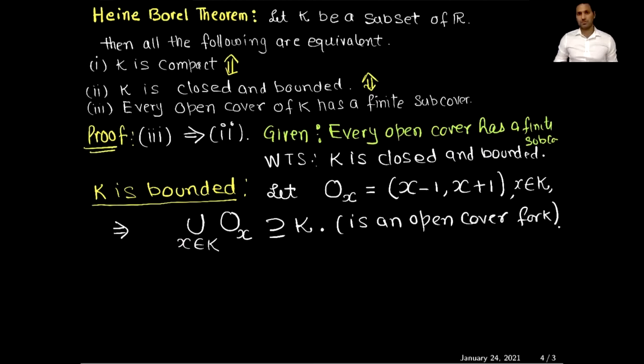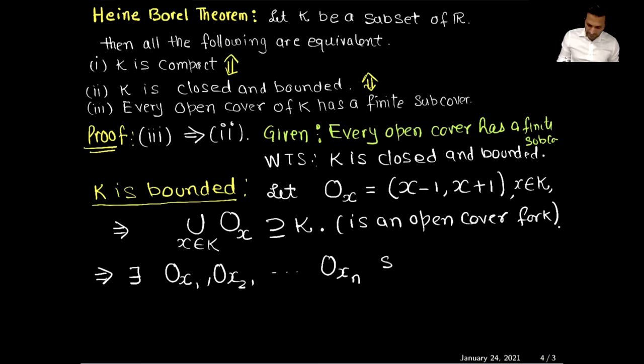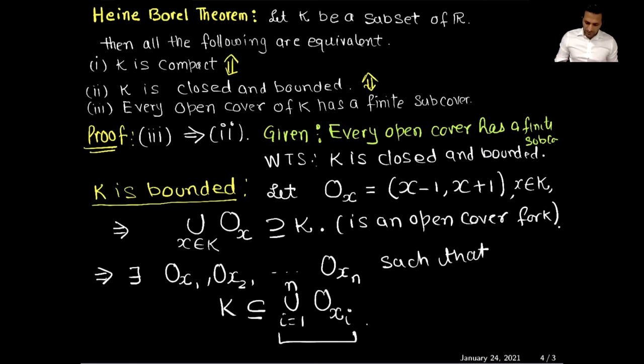Since we assume that every open cover has a finite subcover, this implies there exist O_x1, O_x2, and so on up to O_xn, a finite number of open sets such that K is contained in the union of O_xi, i varying from 1 to n. Since this is a collection of finitely many bounded open intervals, therefore this is bounded.